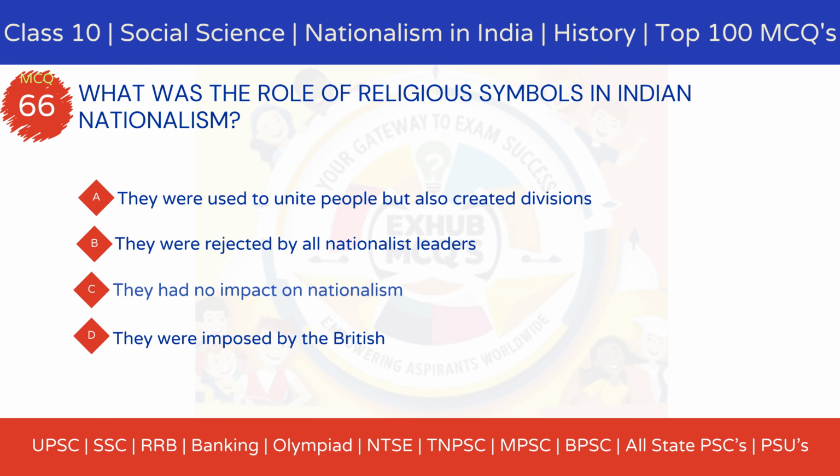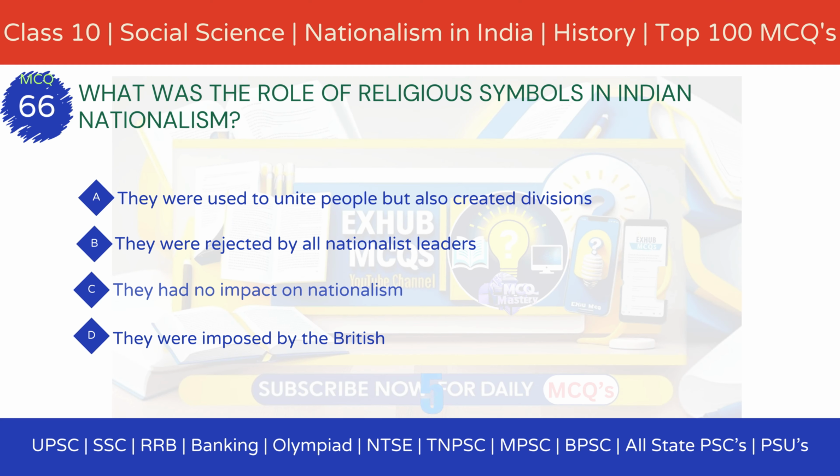MCQ 66. What was the role of religious symbols in Indian nationalism? Option A. They were used to unite people but also created divisions. Option B. They were rejected by all nationalist leaders. Option C. They had no impact on nationalism. Option D. They were imposed by the British.